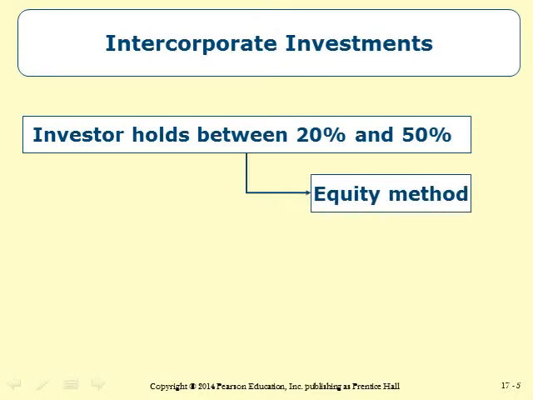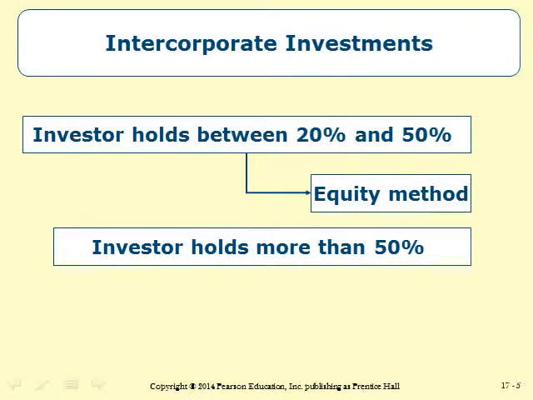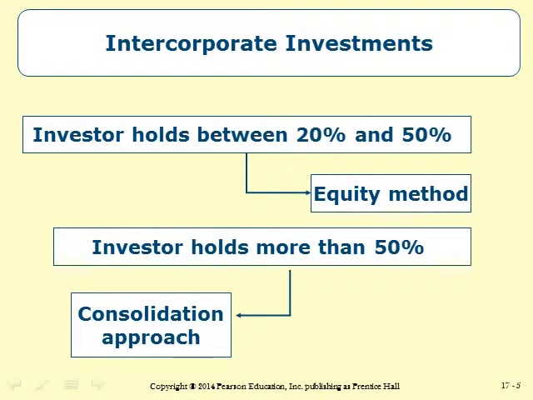If company A owns between 20% and 50%, they account for it using the equity method. The equity method adjusts the acquisition cost of an investment for dividends received and the investor's share of earnings or losses of the investee after the date of investment.